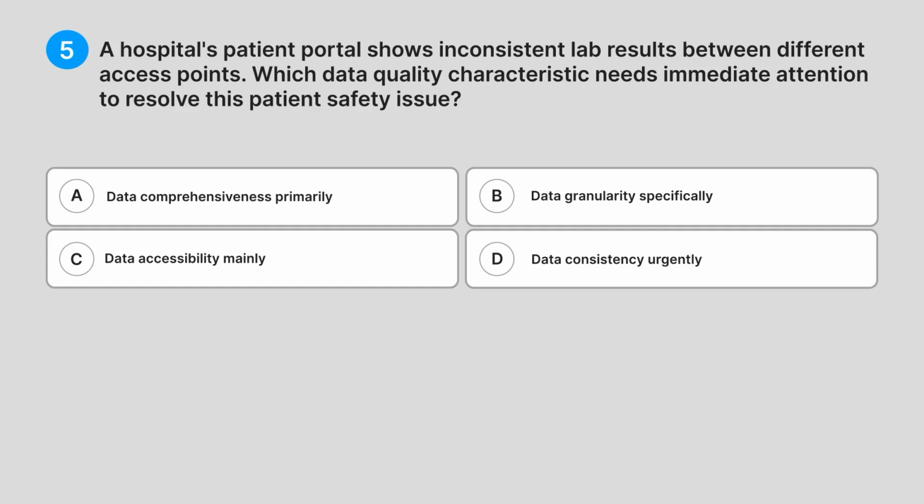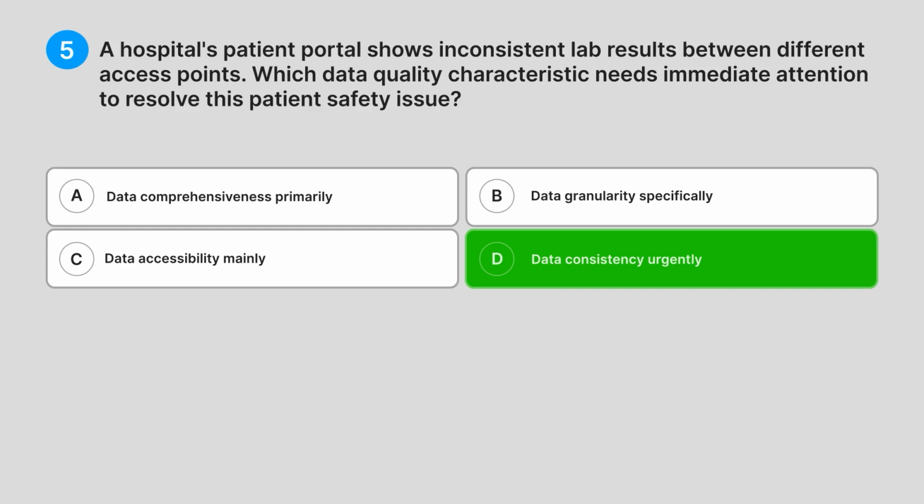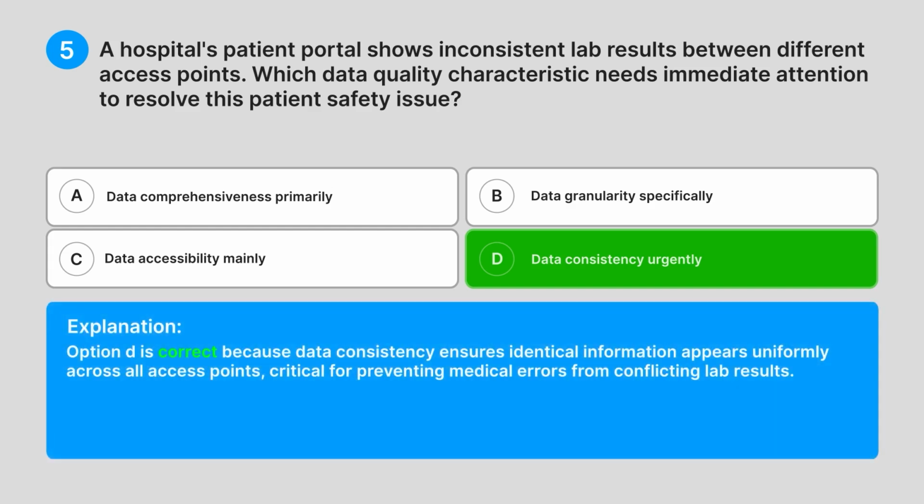Correct answer, D. Data consistency urgently. Explanation. Option D is correct because data consistency ensures identical information appears uniformly across all access points, critical for preventing medical errors from conflicting lab results.